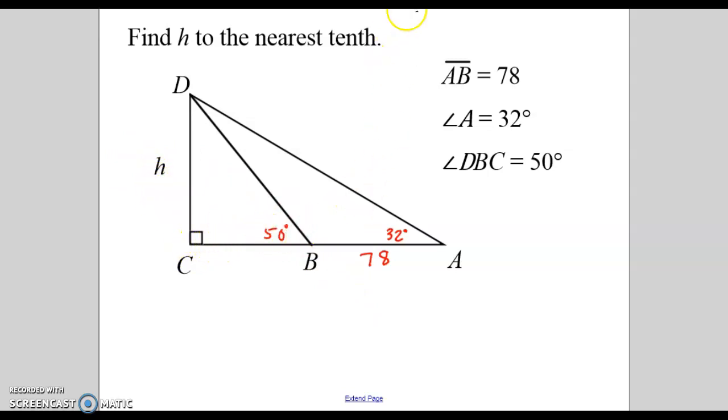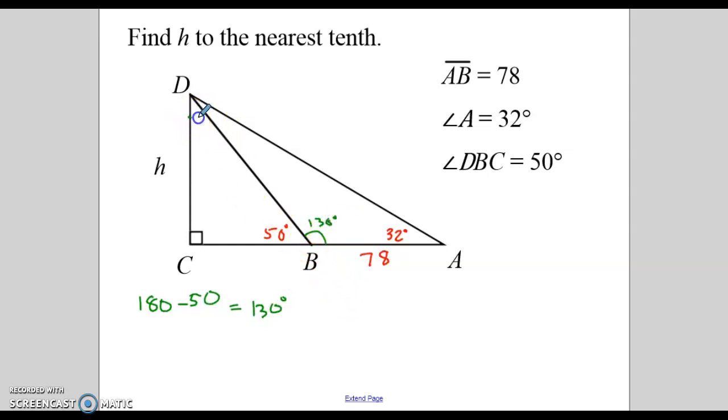First thing I'm going to do is start finding some missing angles in this diagram. One angle you can find right away is this one right here, because from here to here is 180 degrees, so just subtract out that 50 and you'll be left with a 130 degree angle right there.